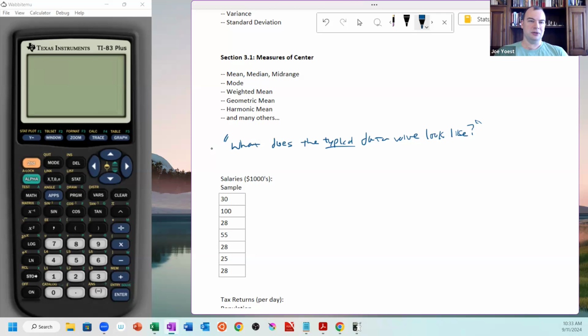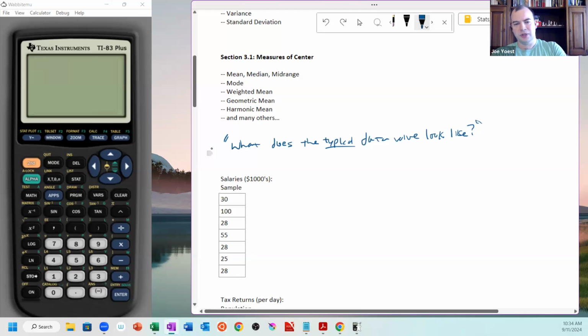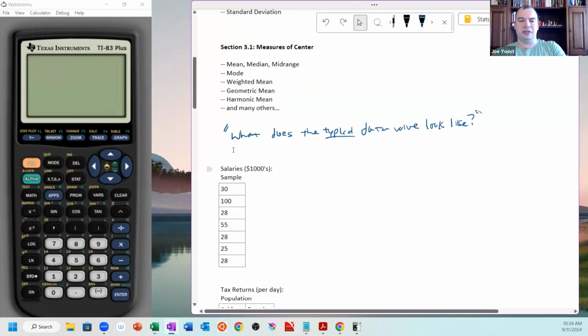Now, this is a pretty loose question. It's not very specific, and that's why we have lots of different ways to answer it. We have lots of different approaches to address this question: what does the typical data value in the data set look like?